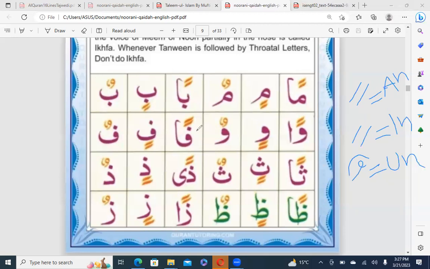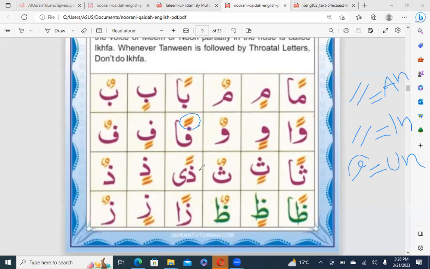So if the letter is fa, fa two fatha, fan. Do not read the alif if the alif comes after the two fatha, and do not read the ya if the ya comes after two fatha. So fa two fatha fan, fa two kasra fin, fa two zamma fun. Fan, fin, fun. Zal two fatha zan. So do not read the ya.